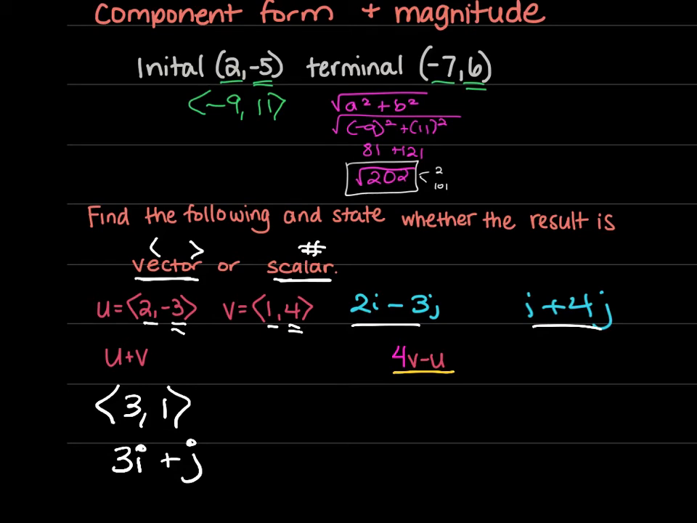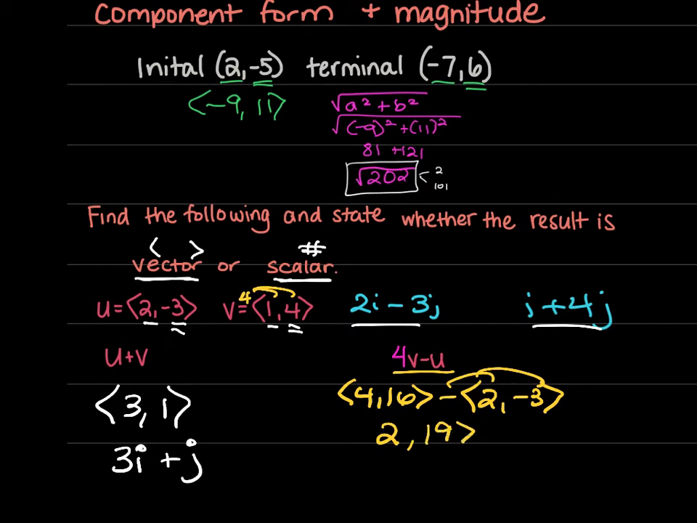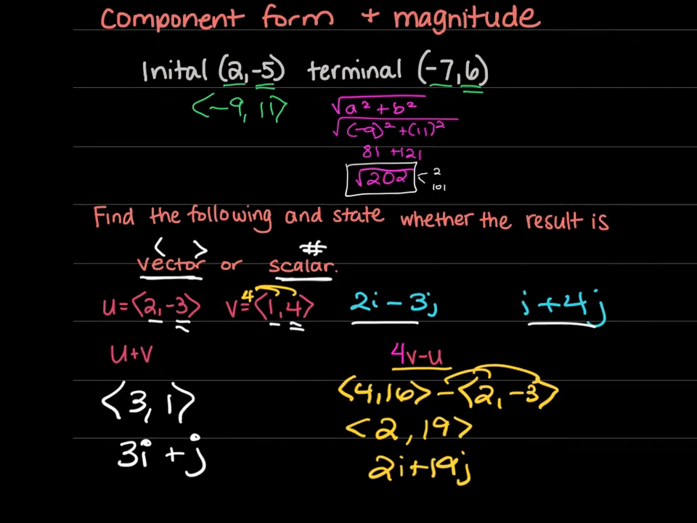4v minus u, you're going to first multiply 4 times v, and you'd get 4, 16. Subtract from it u, and that negative is going to go to both terms. So 4 minus 2 is 2, and 16 minus a -3 becomes 16 plus 3, or 19. And again, if it was given in ij, that answer would be in ij format.